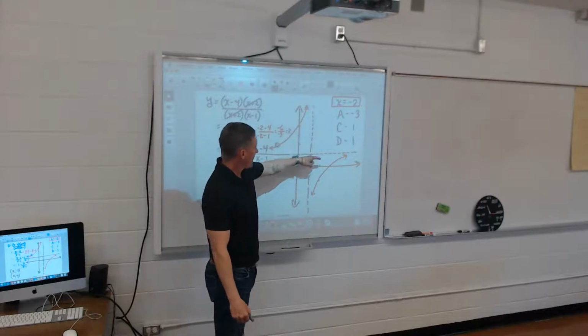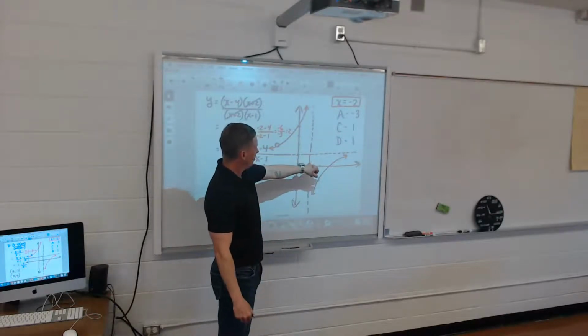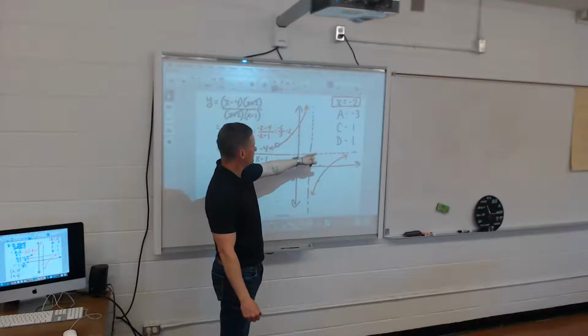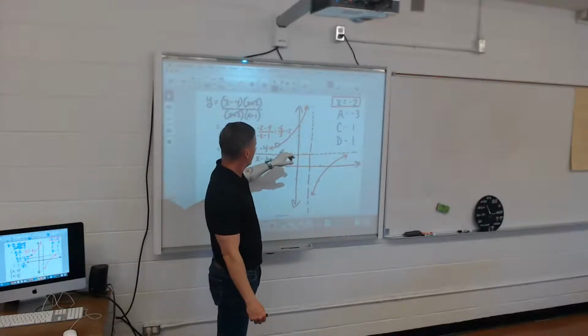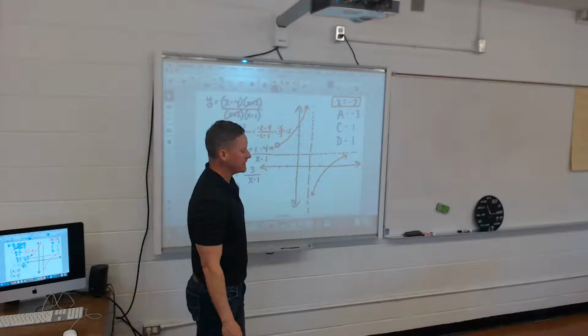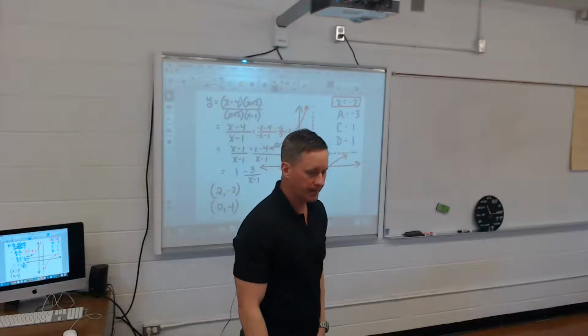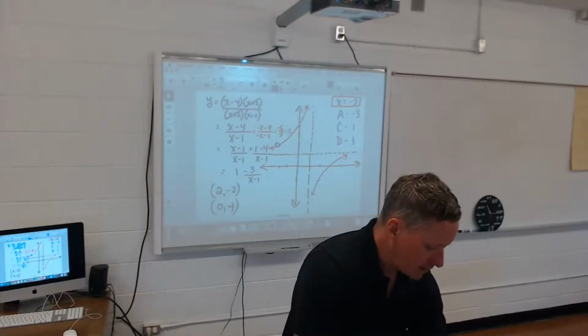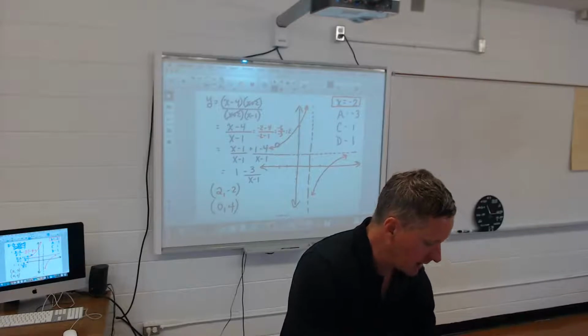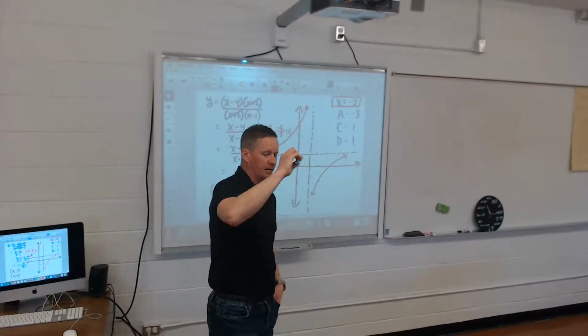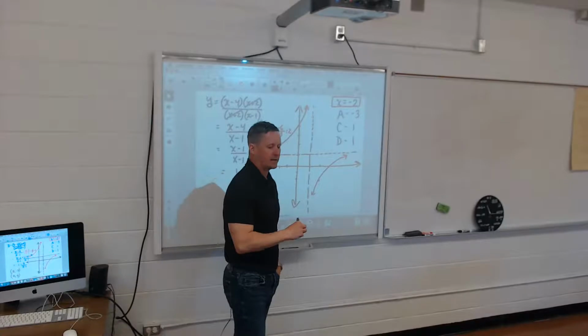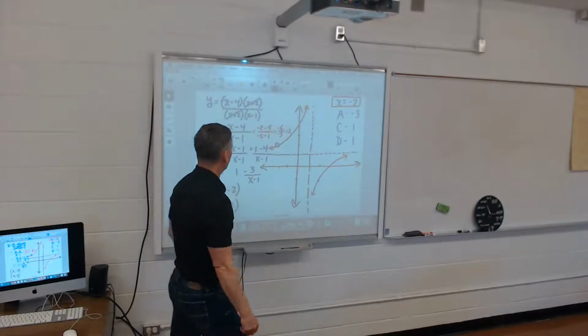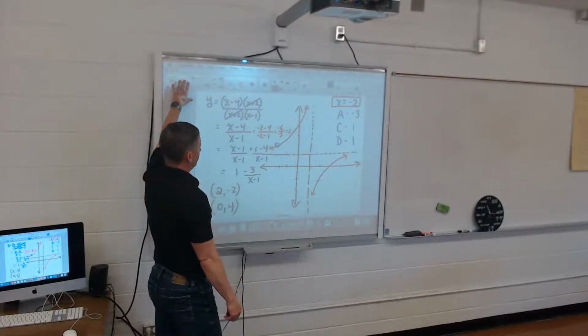Now I have two asymptotes. Asymptote 1 is x equals 1. Asymptote 2 is y equals 1. And my point of discontinuity is (-2, 2). So where you have a point of discontinuity is when you have a factor on the top and bottom that are exactly the same. All right?